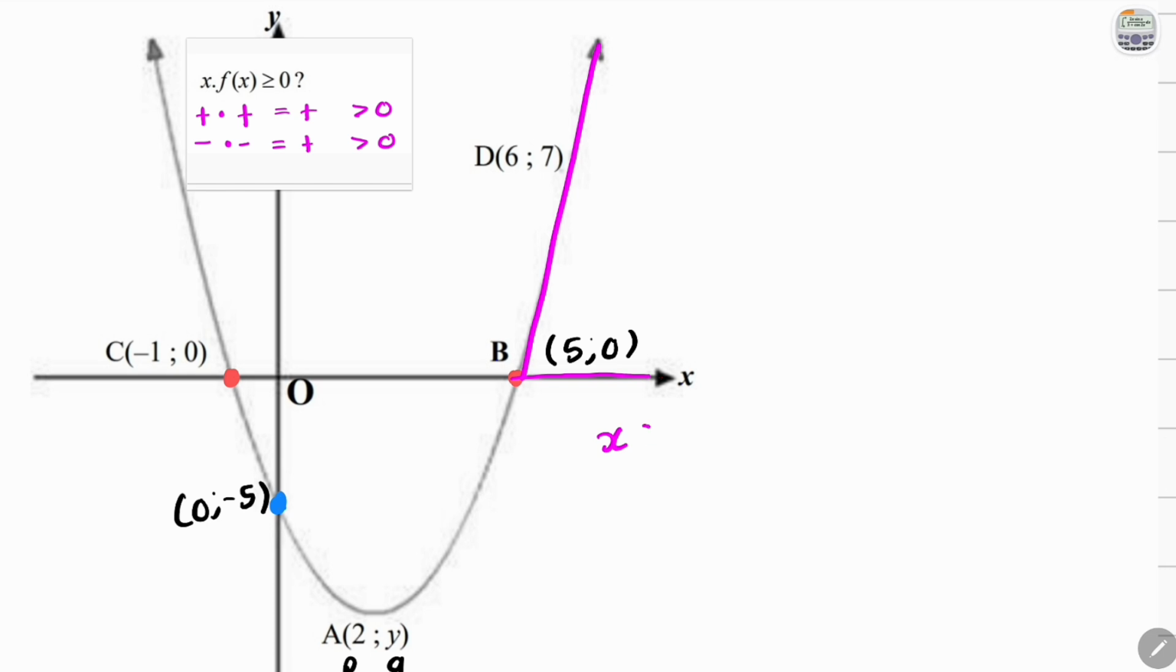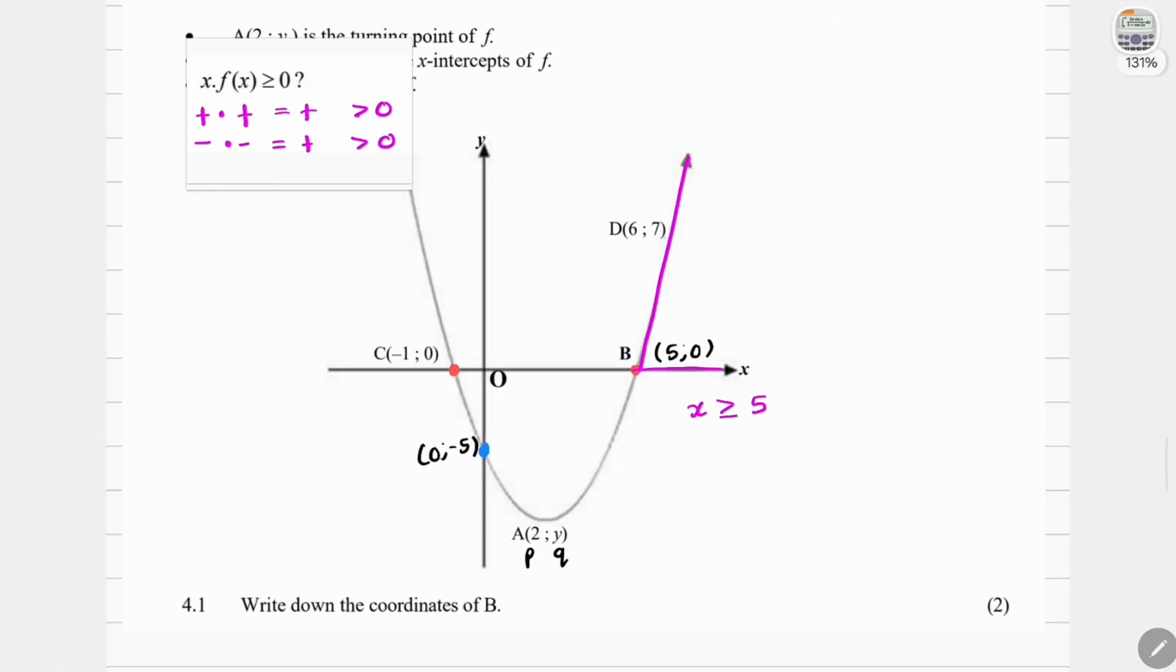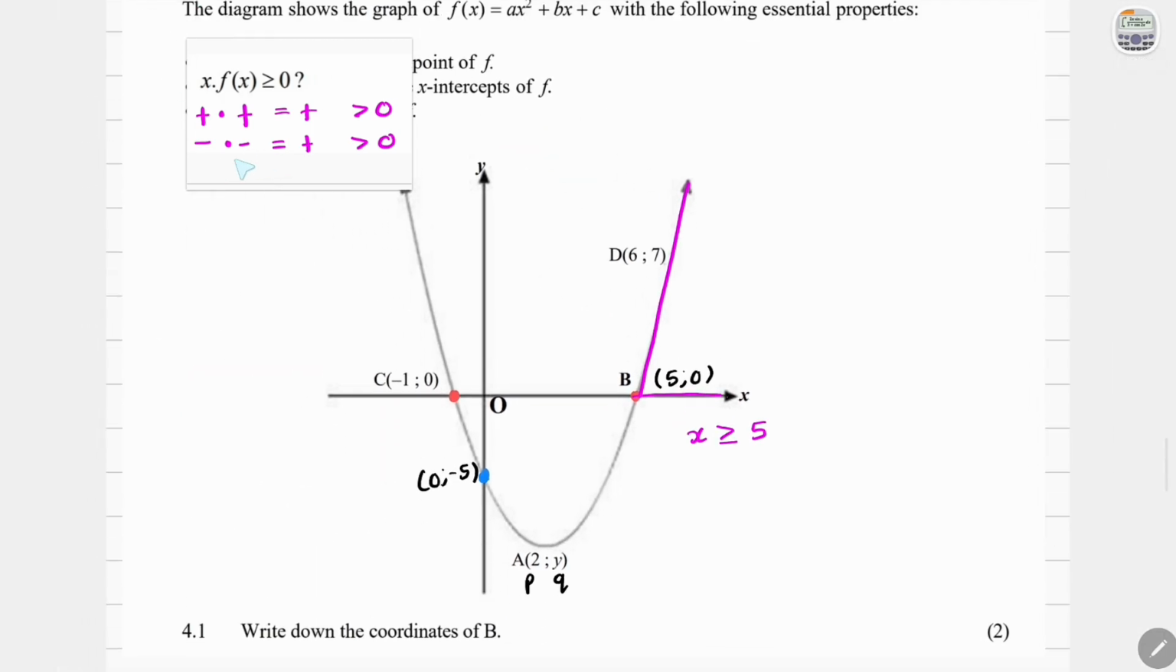This is where x is greater than 5, but we also need to consider that at 5, the graph of f has a y value of 0. We're just taking the x value times the y value. This x value of 5 multiplied by the y value of 0 gives you 0. That's one of the requirements: it needs to be greater than or equal to 0. So x is greater than or equal to 5. That works. Then let's see the second scenario.